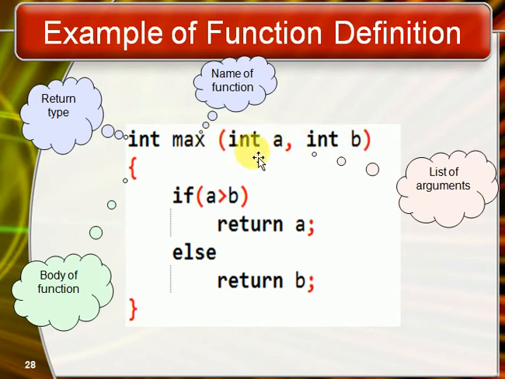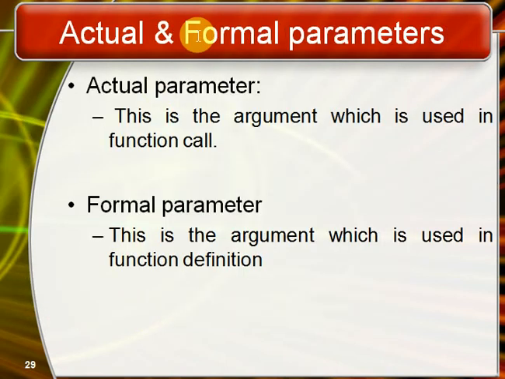These two are parameters or arguments of this function, and the body of the function starts from this opening curly bracket to this closing curly bracket. Now let us discuss actual and formal parameter. Actual parameter is the argument which is used in function call. Then formal parameter is the argument which is used in function definition. Actual parameters are used in function call and formal parameters are used within the definition of function.